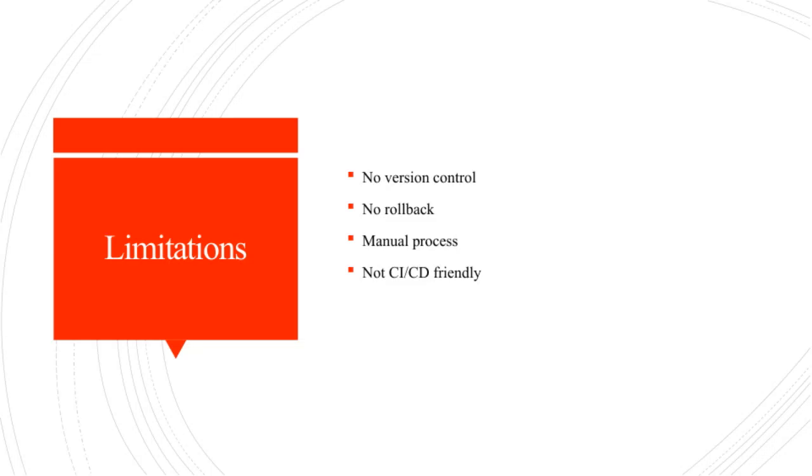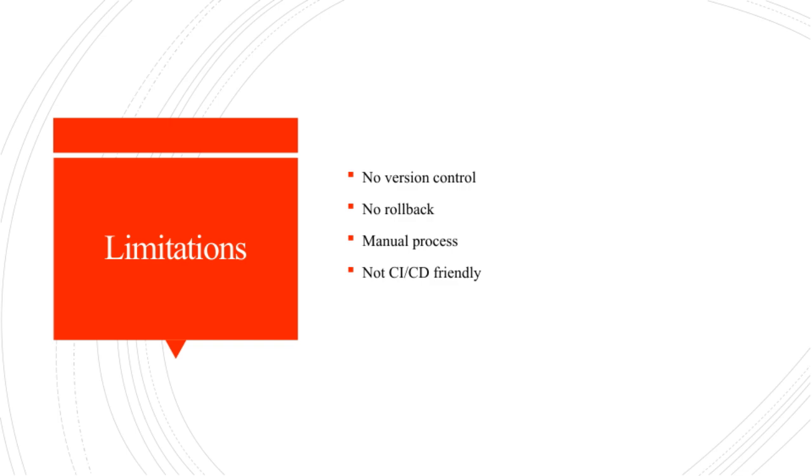So let's talk about some of the key limitations we're facing with this traditional approach. First off, no version control. That means we don't have a way to track changes over time or revert to previous versions if something goes wrong. It really makes managing updates much more challenging. Next, no rollback capability. If a deployment causes issues, we're stuck without an easy way to undo the changes quickly, which can lead to longer downtime and more frustration.